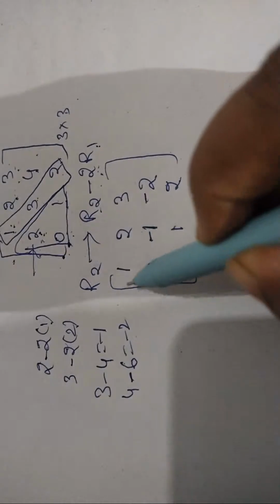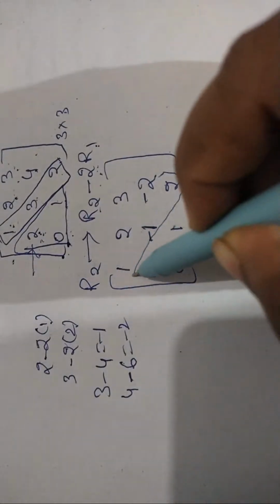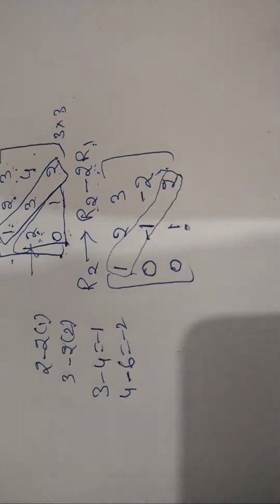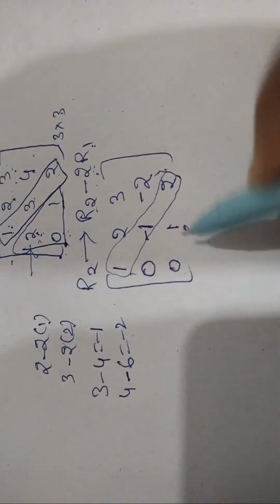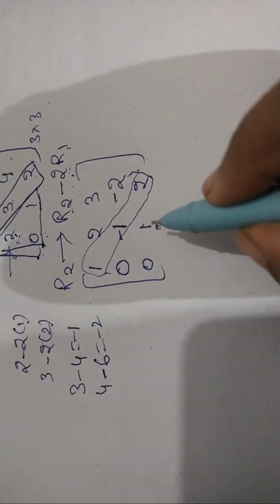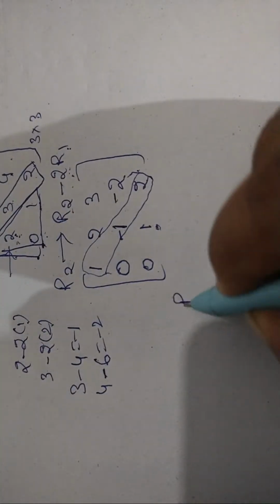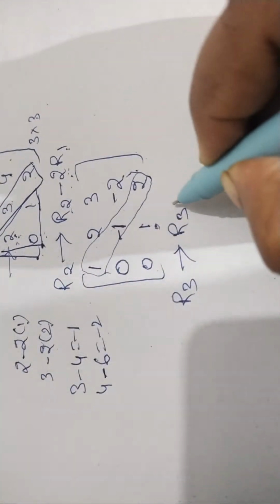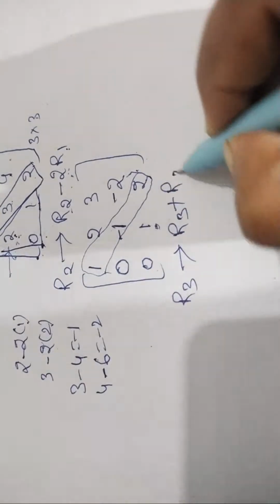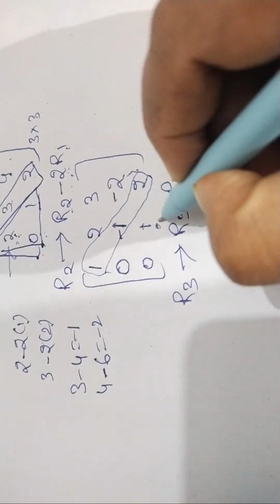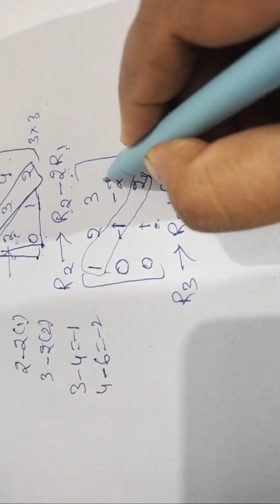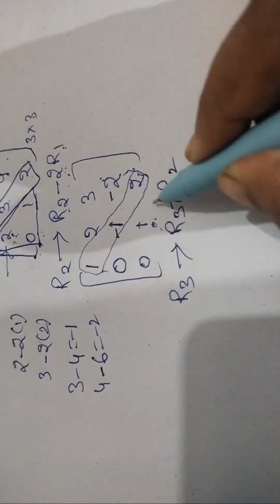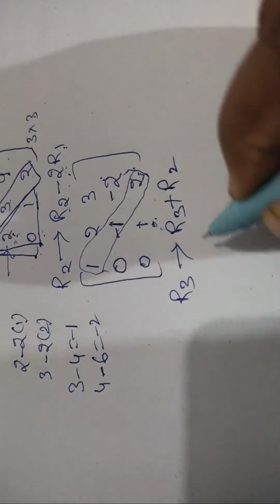Now see, below the diagonal elements, still one more element is there. Now I will try to make this one 0. For this, I will select the operation R3. Suppose R3 plus R2. If I add these two, it is 0. If I add these two, it is 0. So that's why I select R3 plus R2. So write that.